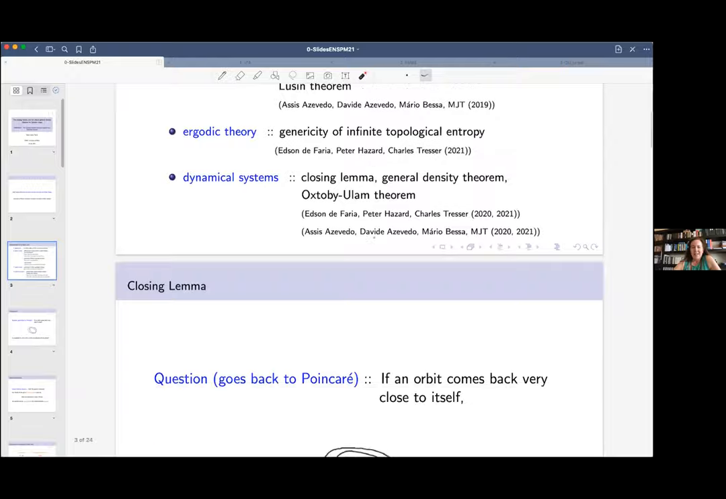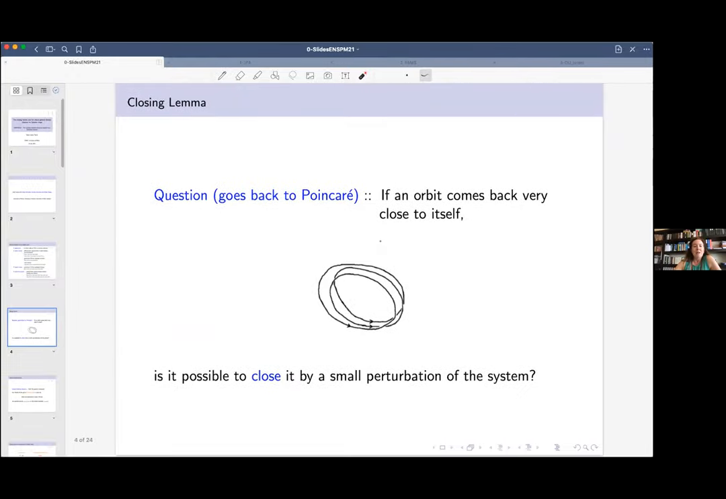And so first, beginning with the closing lemma. An important problem, which goes back to Poincaré, is the well-known closing lemma. And the question is the following. If an orbit comes back very close to itself, is it possible to close it by a small perturbation of the system? Poincaré believed that such a closing could be performed in very general situations, but indeed there are known answers only for coarse topologies like C^0, C^1, or, as I will talk about in this talk, for the Sobolev topology.